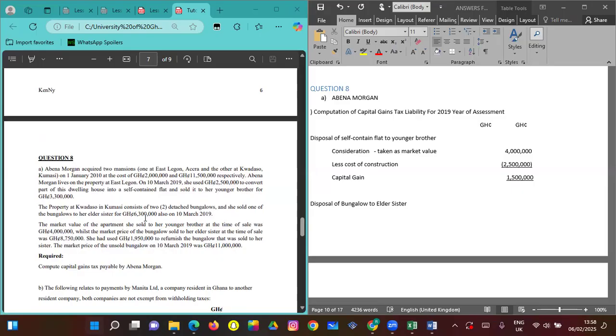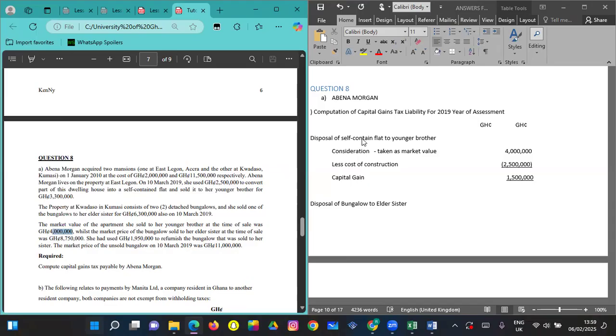So looking at here, she sold this to her sister at 6.3 million, but they are saying that the value of the asset was 8.75. So the taxman will not use this one; the taxman will use this one to compute. And then she sold this one to her younger brother for 3.3 million, right? And the actual value is 4 million. The taxman is going to use this formula.